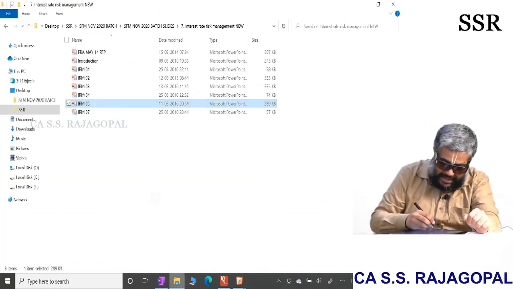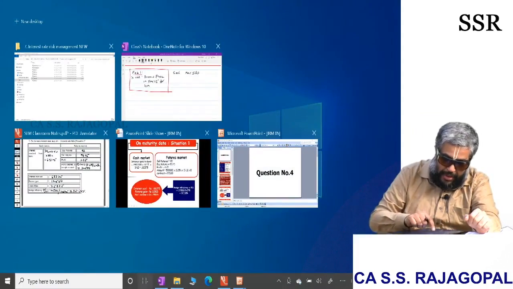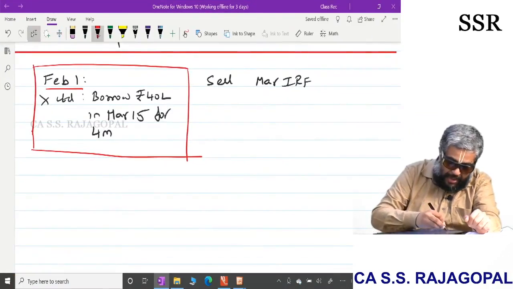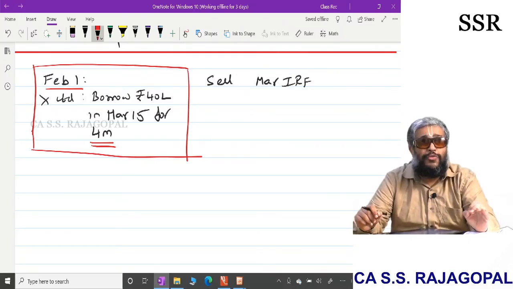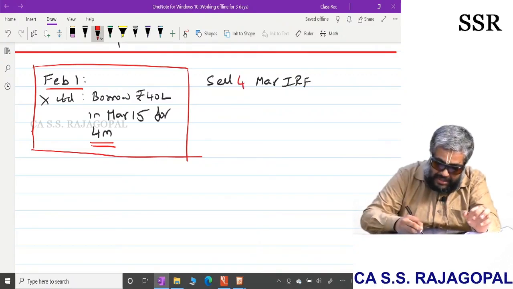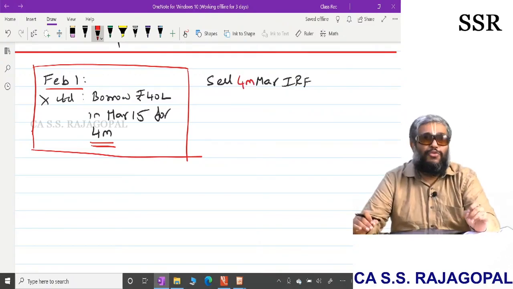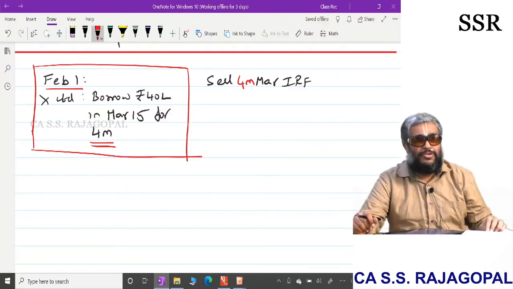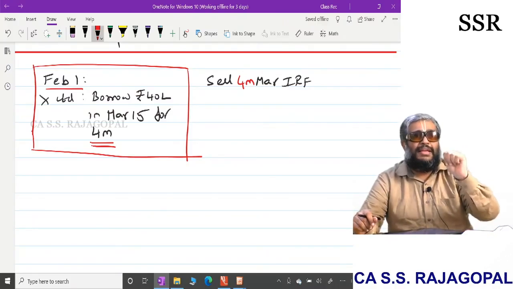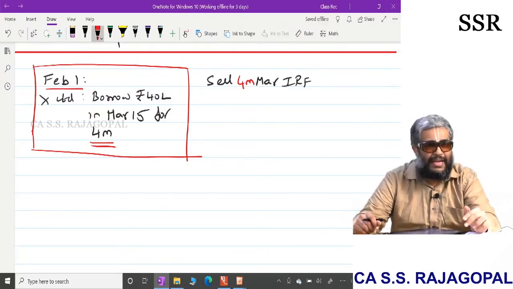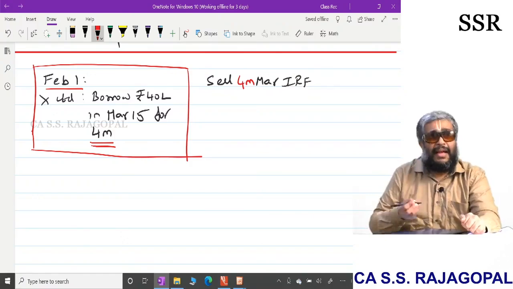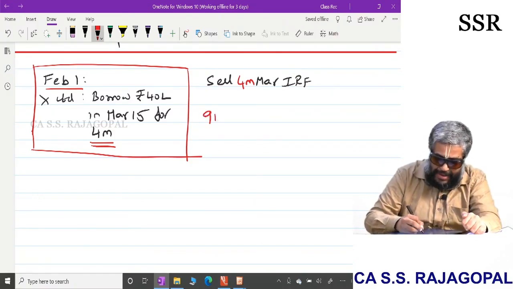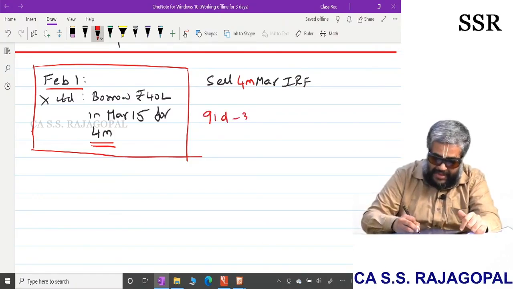Friends, since my loan is going to be for a 4-month period, so tell me what is the loan period? I am going to borrow for 4 months. I should go for a 4 months March interest rate futures. That is, the underlying bond or the underlying T-bill should have a 4 months interest calculation period. Everybody understanding? Okay.